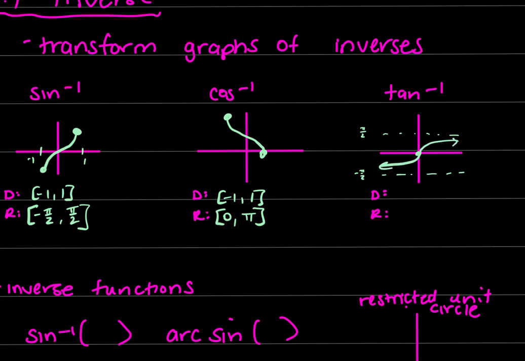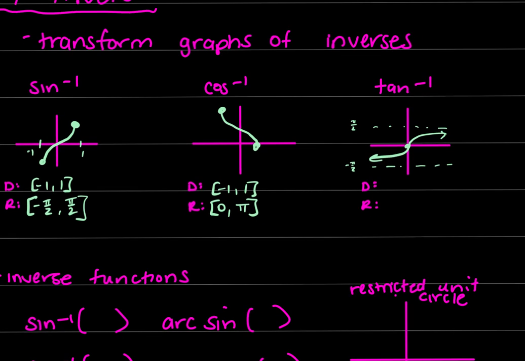So it looks like that. Our domain is all real numbers. And our range goes -pi/2 to +pi/2 with parentheses on them, because of the asymptotes, it can't include them.